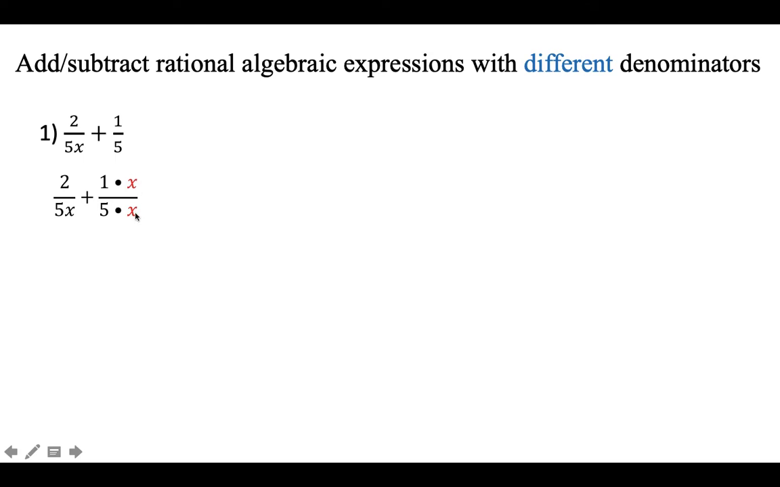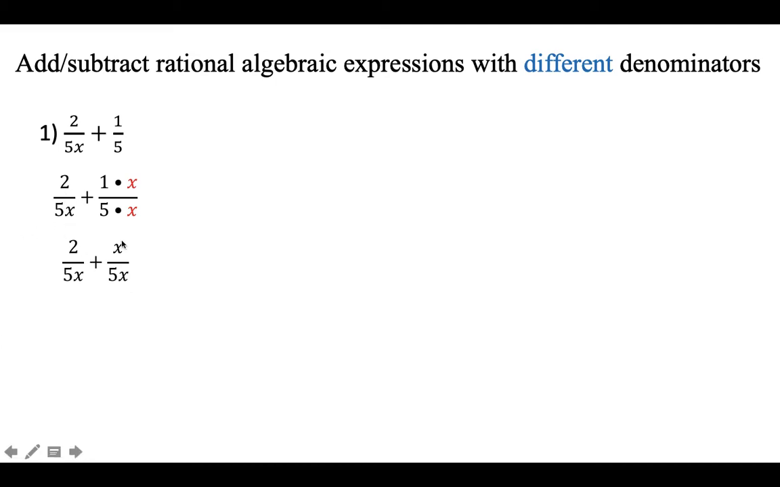Anyway, x divided by x is 1, and any number multiplied by 1, the value will not change. So to simplify this, write down 2 over 5x, write down plus, then 1 times x is x, 5 times x is 5x. So as we notice, the denominators are now the same, and we can now apply what we did in our previous examples.